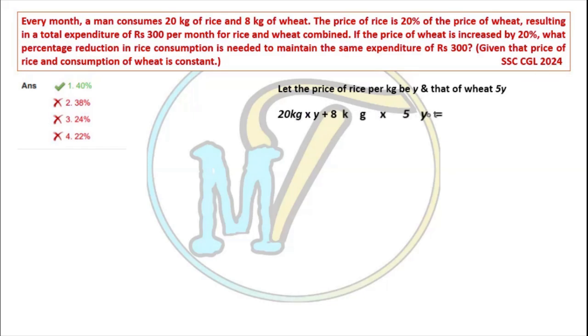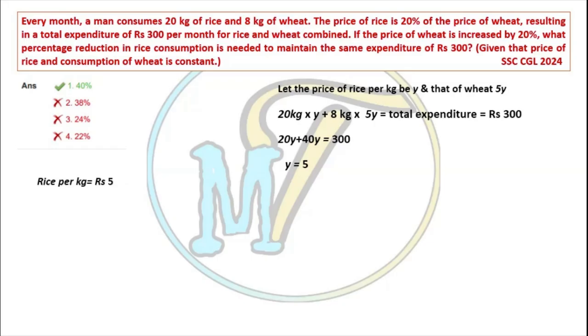Now we can set up our equation based on his monthly consumption. He buys 20 kilograms of rice at price y, plus 8 kilograms of wheat at price 5y, and that equals his total budget of 300 rupees. Let's solve for y. 20y plus 40y equals 300. 60y equals 300. So, y equals 5. Perfect. Now we know our baseline.